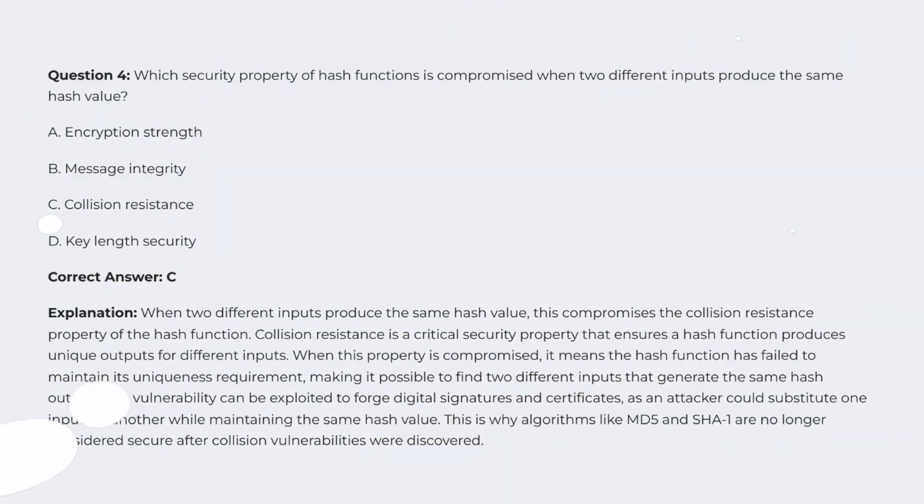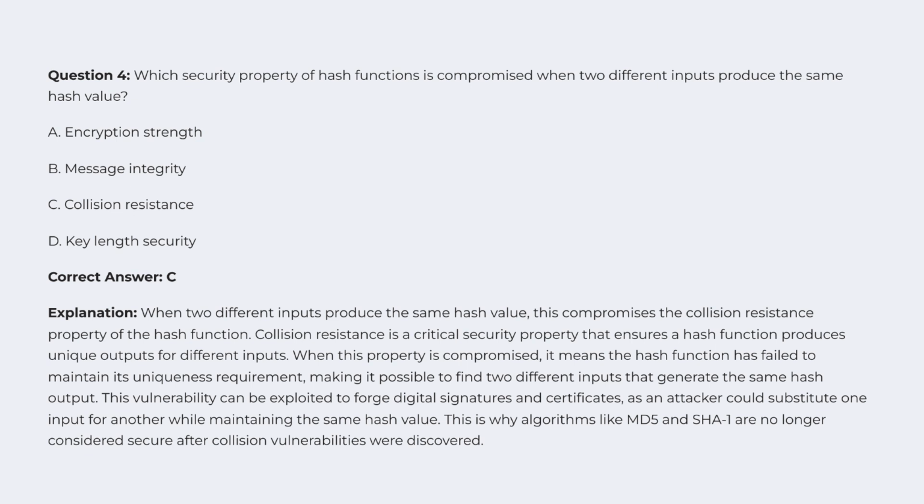Correct answer: C. Explanation. When two different inputs produce the same hash value, this compromises the collision resistance property of the hash function. Collision resistance is a critical security property that ensures a hash function produces unique outputs for different inputs. When this property is compromised, it means the hash function has failed to maintain its uniqueness requirement, making it possible to find two different inputs that generate the same hash output.